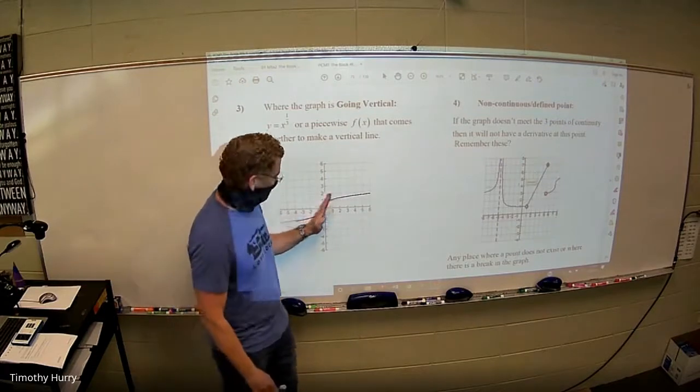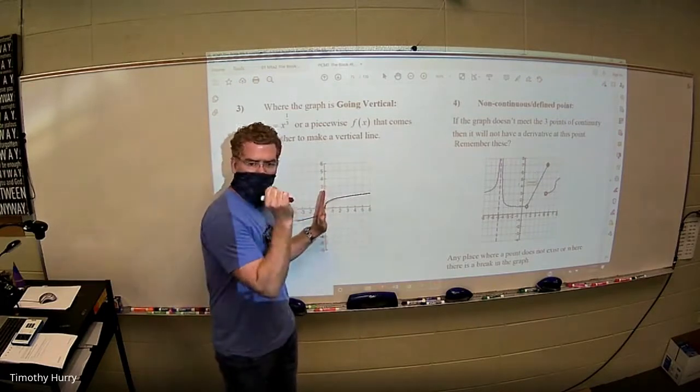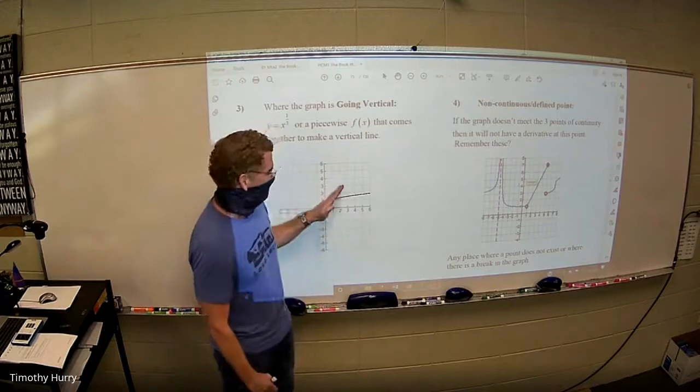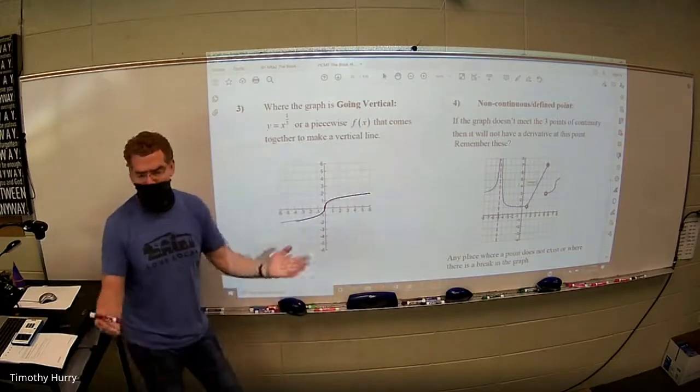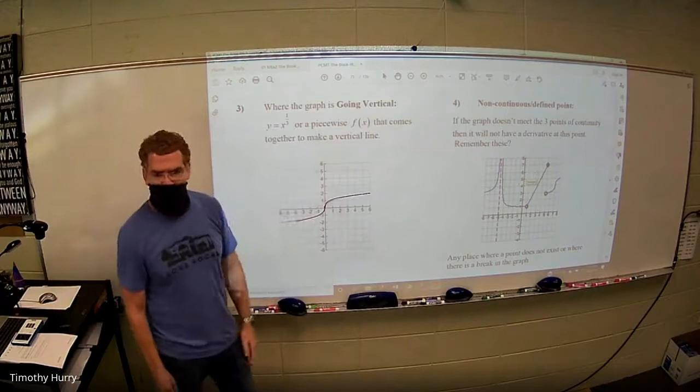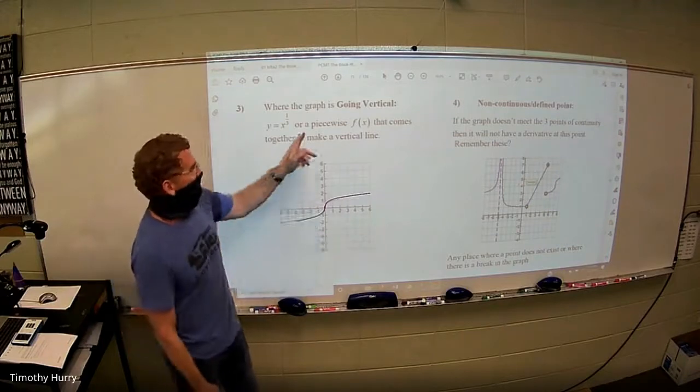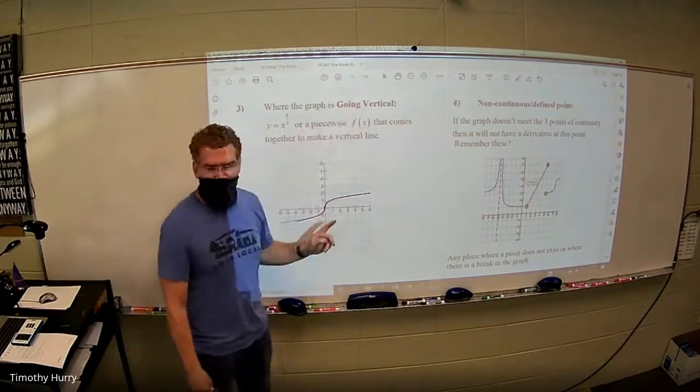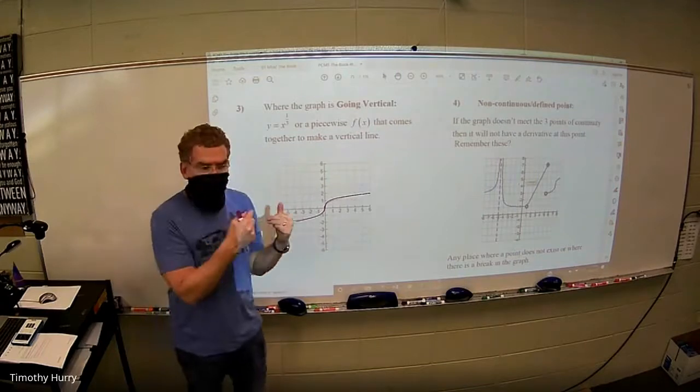Got bigger, bigger, bigger, bigger, vertical for one moment in time, and then flatten back out. Maybe not completely flat, but just started to flatten back up. We say this, it's going vertical. Some people call it, it has a vertical tangent line. There's no formal name for it, but that is the situation you've got to look for.